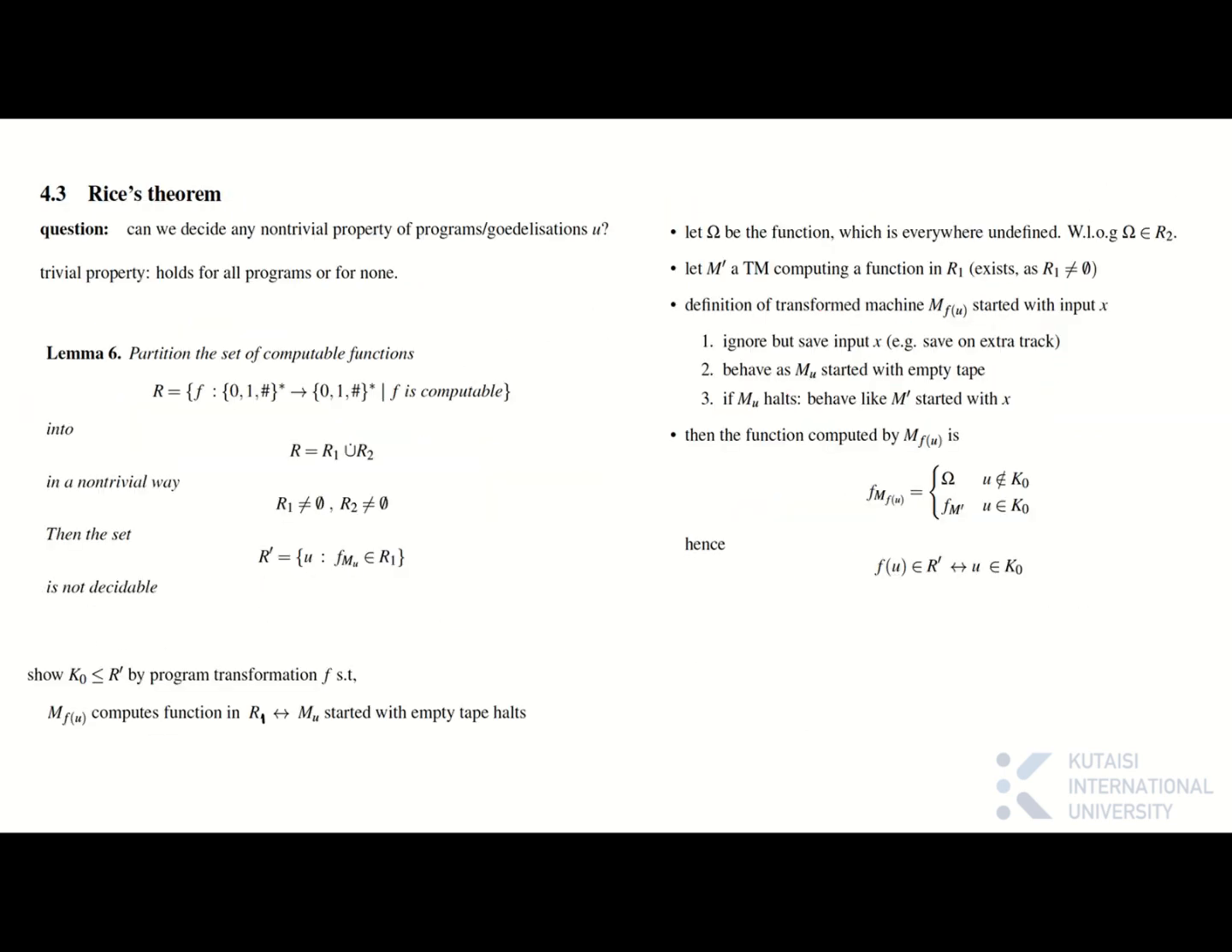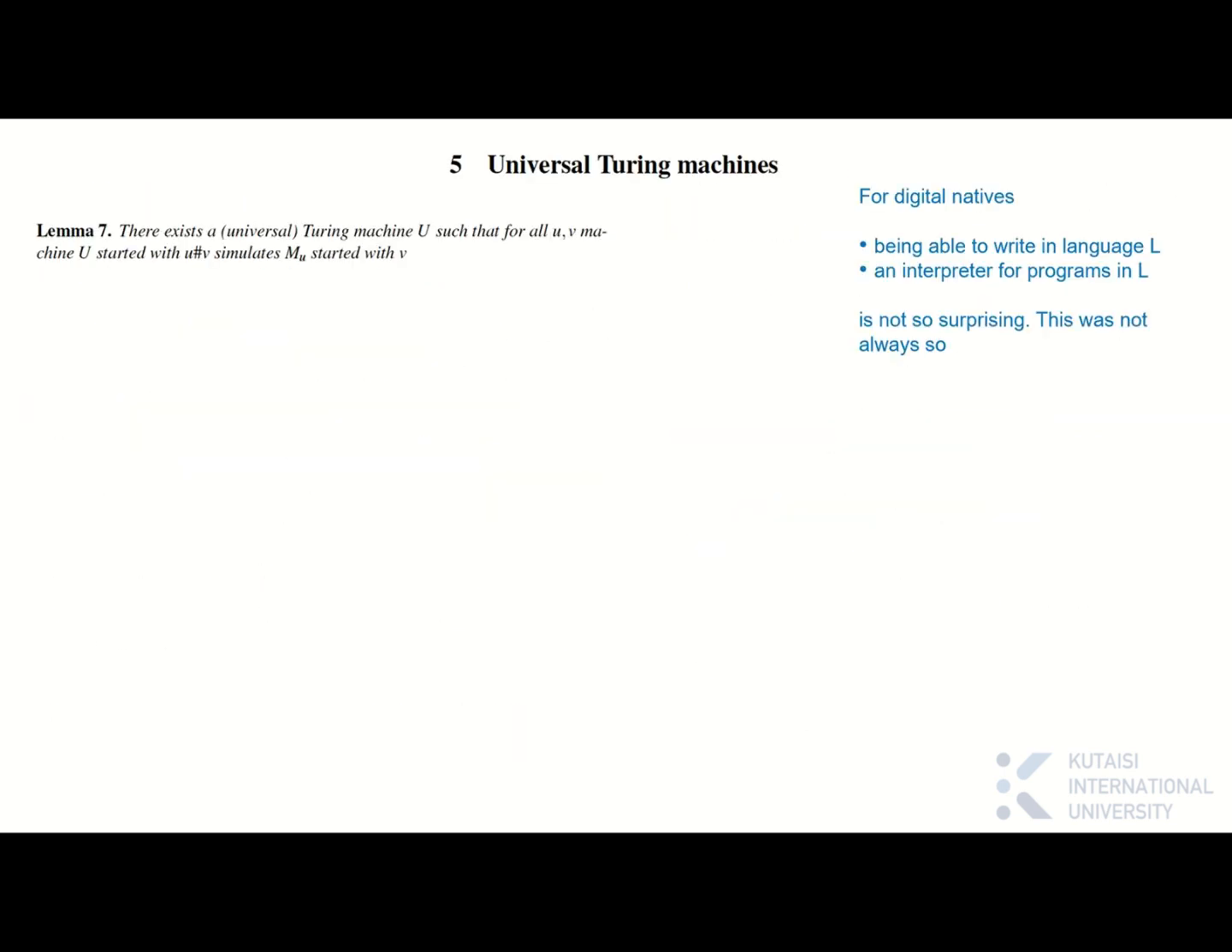Where is it? Oh, here. The universal Turing machine. Again, there you see the caveat here. We already talked about this, but there exists a universal Turing machine U such that for all u and V, machine U started with U hashtag V simulates MU started with V.